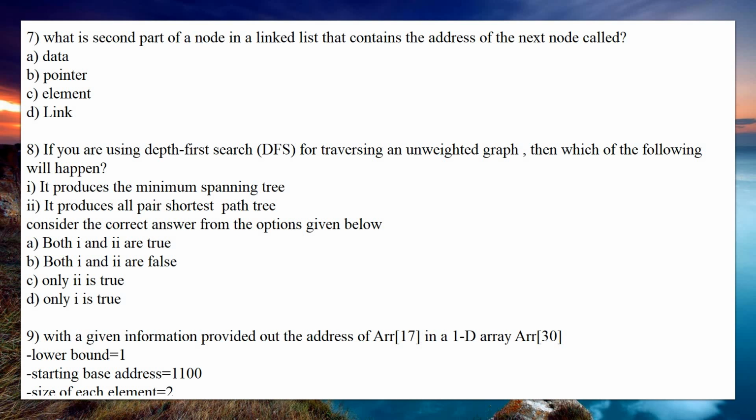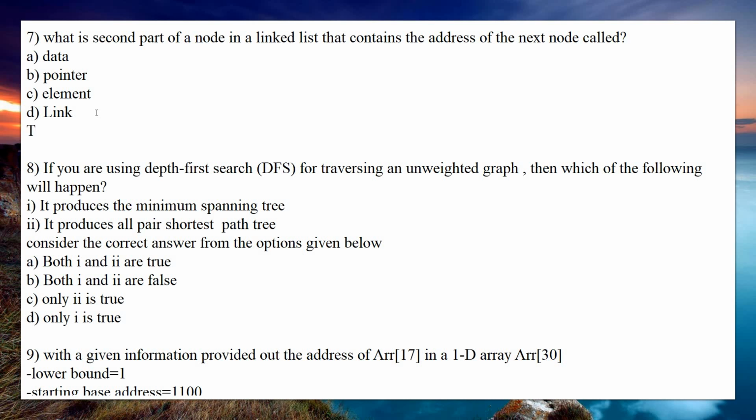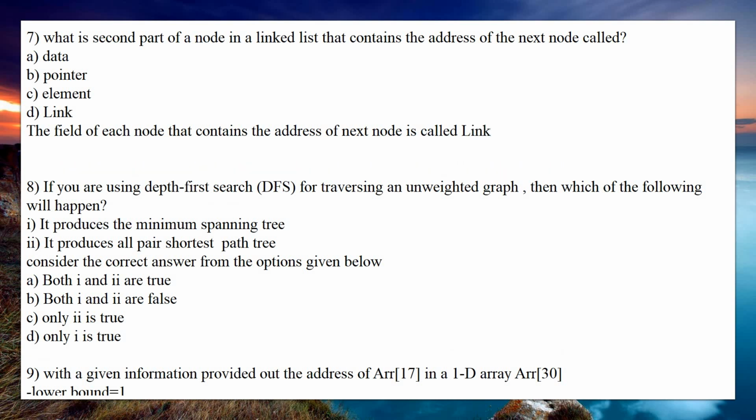The field of each node which contains the address of the next node is called the link. So the field of each node that contains the address of the next node is called a link. So you can say option D is the correct answer for the seventh question. That is option D, link is the correct answer.